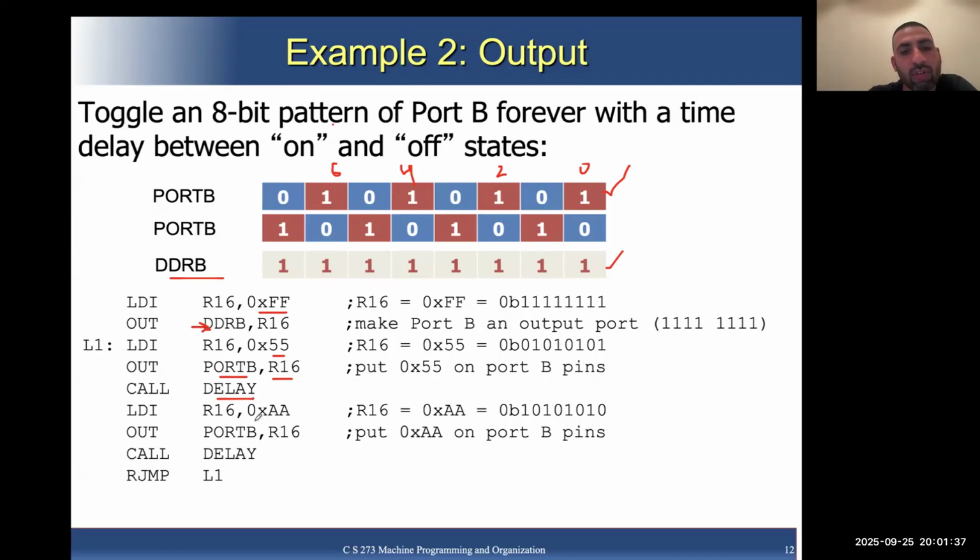And after that, we write the second bit pattern, which has the hexadecimal form 0xAA, into R16, and then send R16 to the port B register. So now we will see that LED 1, LED 3, LED 5, and LED 7 are turned on. Then we put some delay, and then we go back to L1, and we keep doing that forever. Any questions?